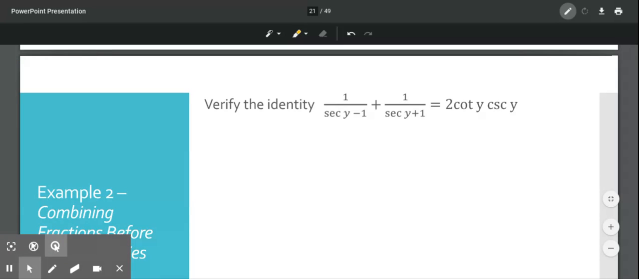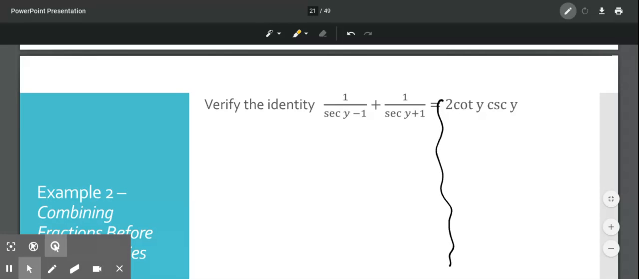All right, example 2. Again, we're looking at this, and we notice that on the right side, we just have one term where we're multiplying a couple things together. But on the left side, we have two fractions. So again, I would think it's probably going to make more sense to combine the two fractions than to try to create two different fractions over on the other side. Okay, and we're going to keep the sides separate.